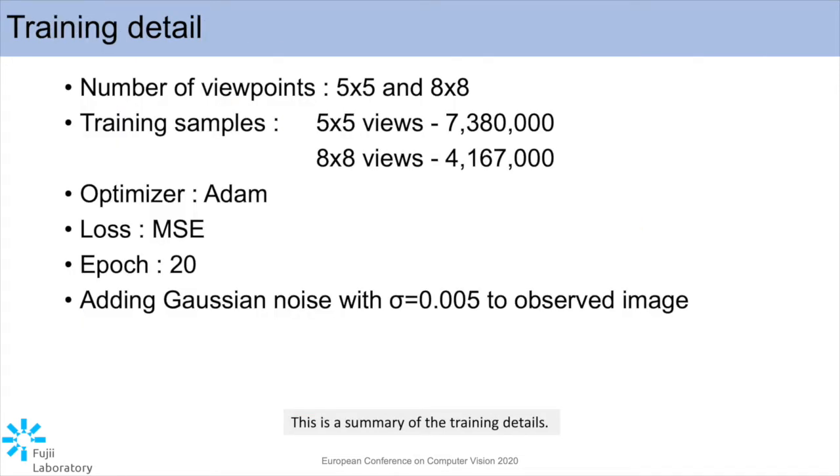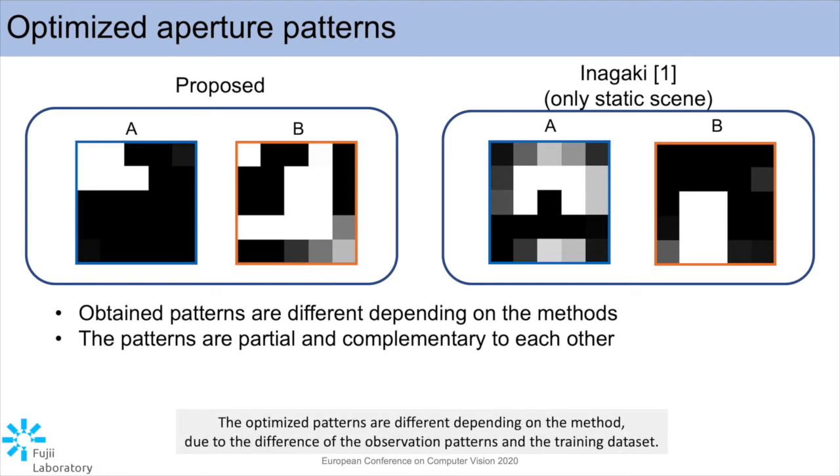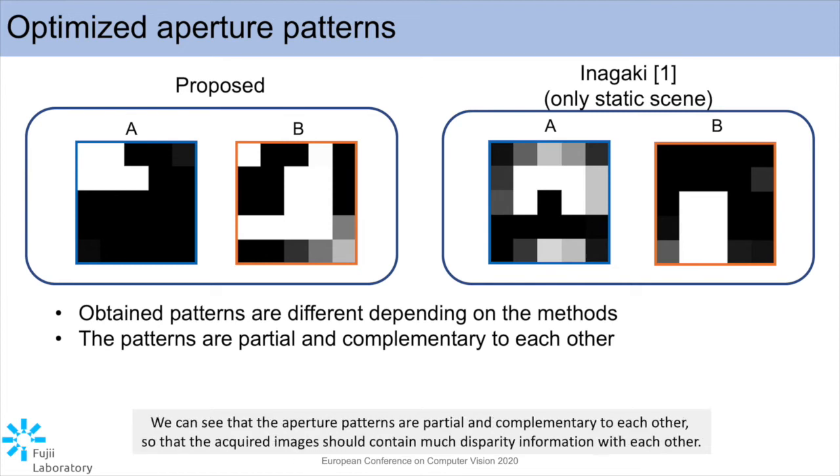This is a summary of the training details. The training was conducted with 5x5 and 8x8 viewpoints. This is the aperture pattern for the 5x5 viewpoints, which is optimized through the training process. The optimized patterns are different depending on the method due to the difference of the observation patterns in the training dataset. We can see that the aperture patterns are partial and complementary to each other, so that the acquired images should contain much disparity information with each other.